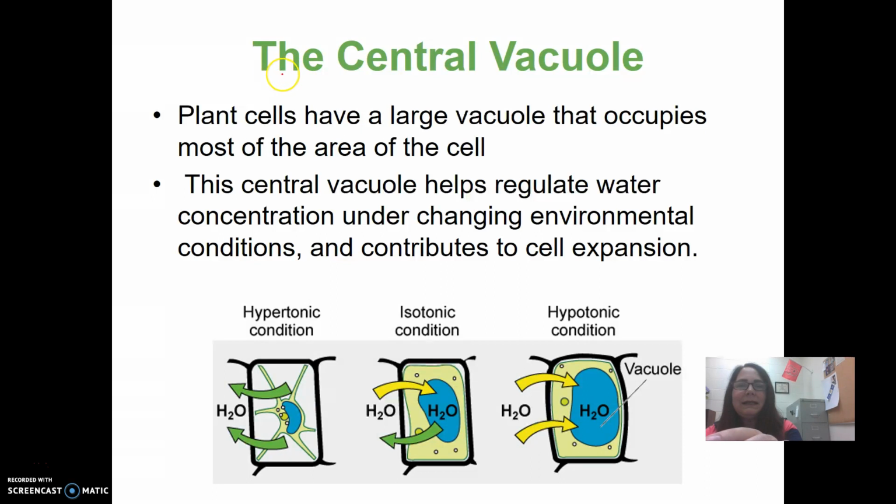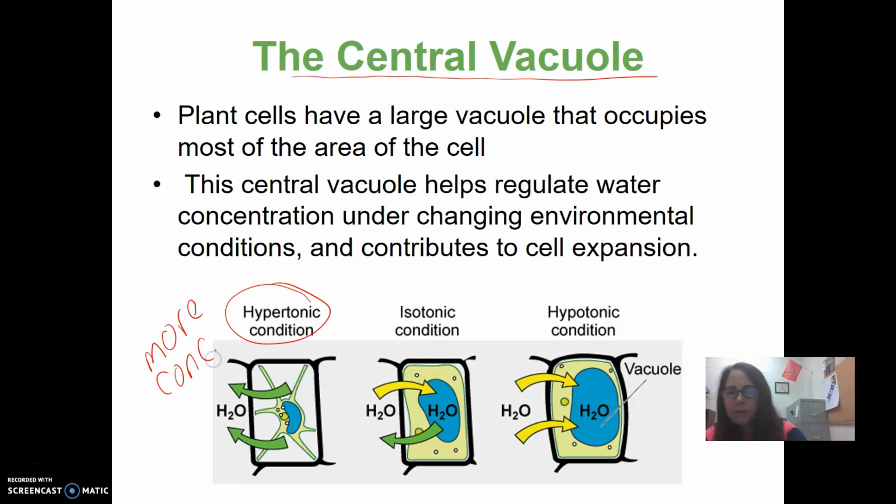Plant cells have a central vacuole. It is large, and this is different from animal cells. And the central vacuole helps regulate water. When a plant cell is placed into a hypertonic solution, that means the solution on the outside has more solute in it, it's more concentrated. I'm not going to write that whole word out, but a hypertonic solution is when the solution outside the plant cell is more concentrated.